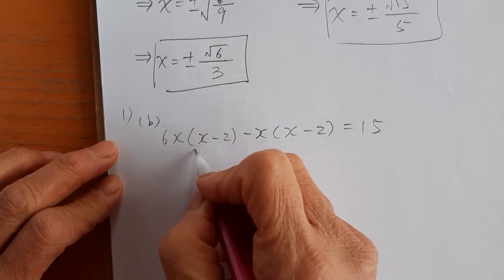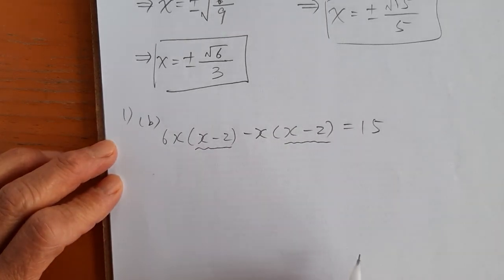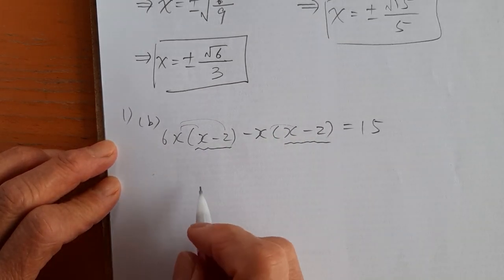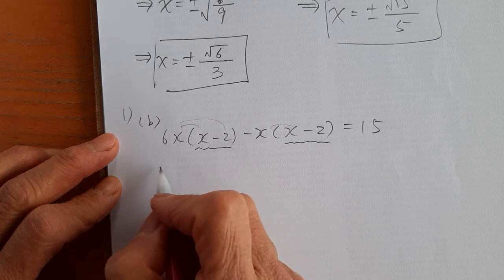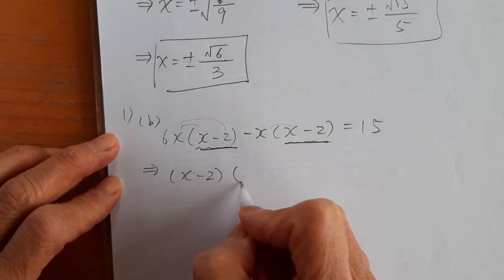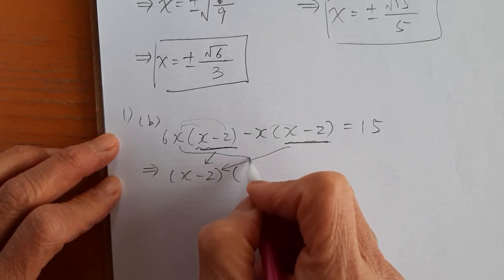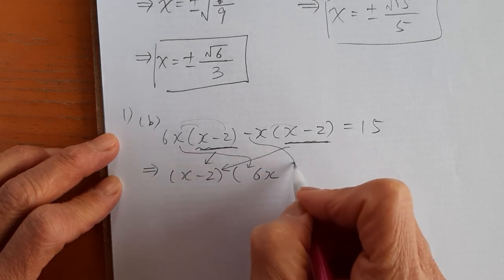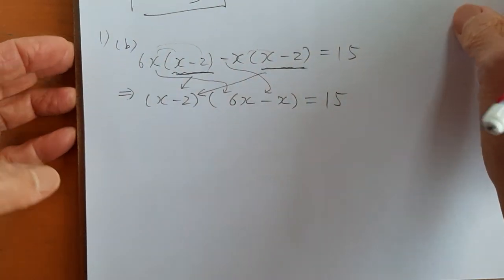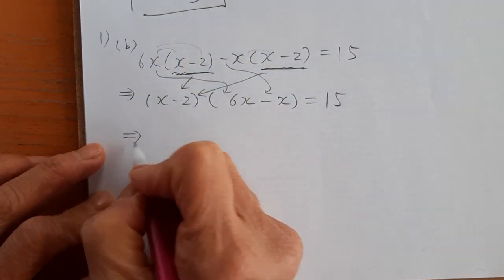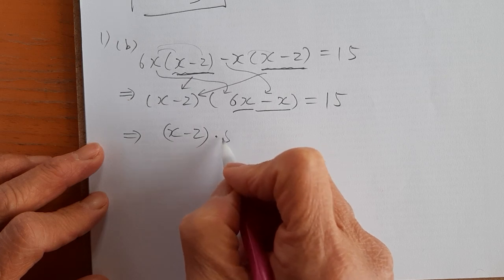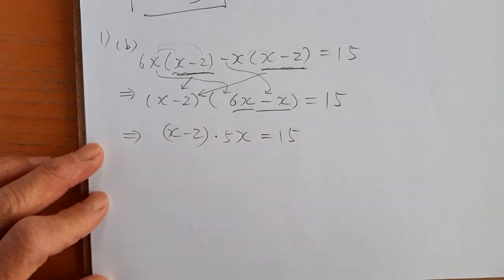So first of all, we can factor out the common factor, x minus 2. Or you distribute it in, remove the parentheses. Either way. Let's do one way. It's a common factor, x minus 2, factor out. And this takes out x minus 2. So we still have 6x and minus x equals 15. Then x minus 2, 6x minus x is 5x equals 15.